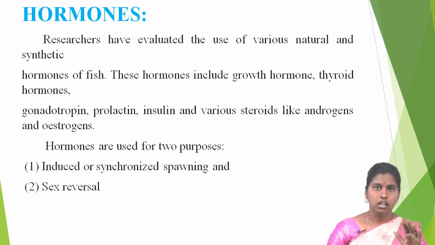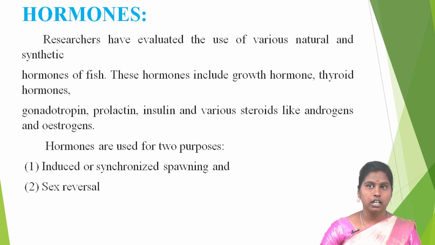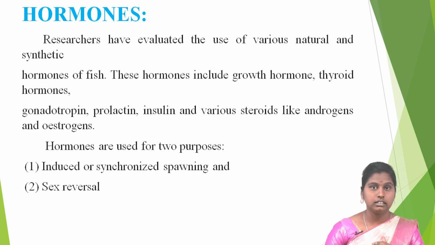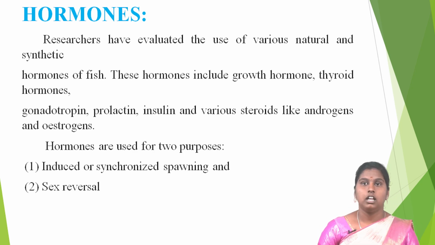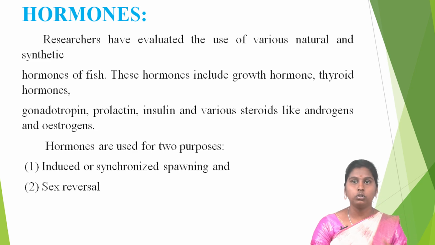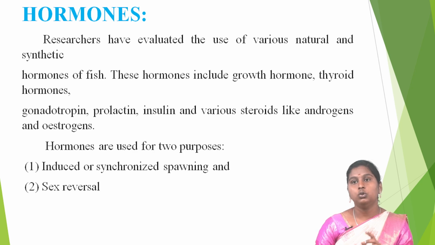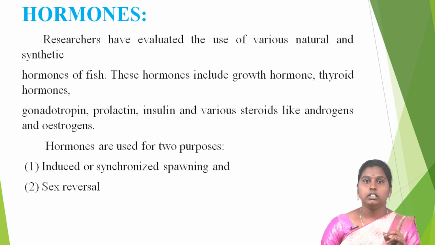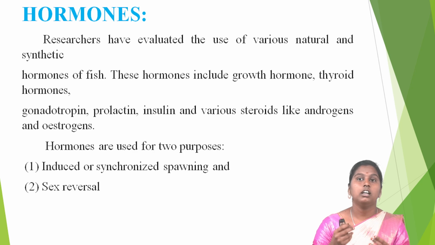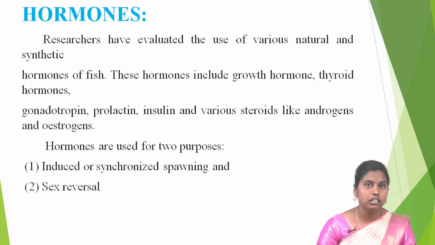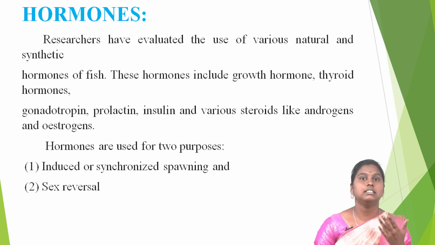Next, hormones. Researchers have evaluated the use of various natural and synthetic hormones in fish. The hormones include growth hormone, thyroid hormone, gonadotropin, prolactin, insulin, and various steroids like androgens and estrogens. Hormones are used for two purposes. The first purpose is induced or synchronized spawning, and the second purpose is sex reversal.